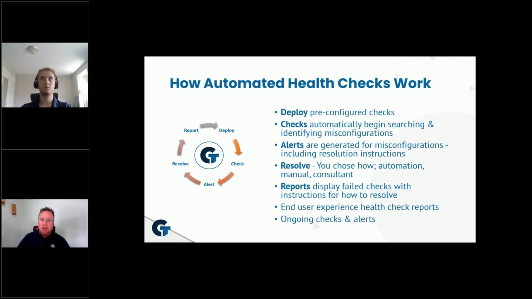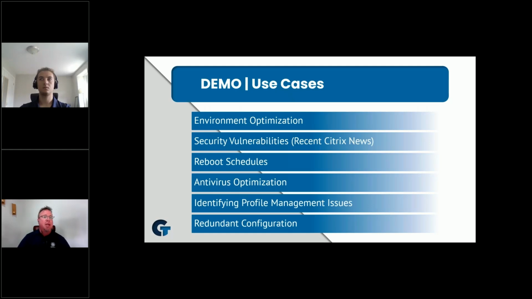And then we have reports that are displaying the failed checks. Again, in the reports, we'll also have instructions for resolving. Again, we'll show you that in just a minute. And again, this is not a typical Citrix Health Check. This is automated. So it's providing the ongoing checks and alerts. It's not a one and done point in time. You don't ever have to worry about misconfigurations again if you're leveraging it.